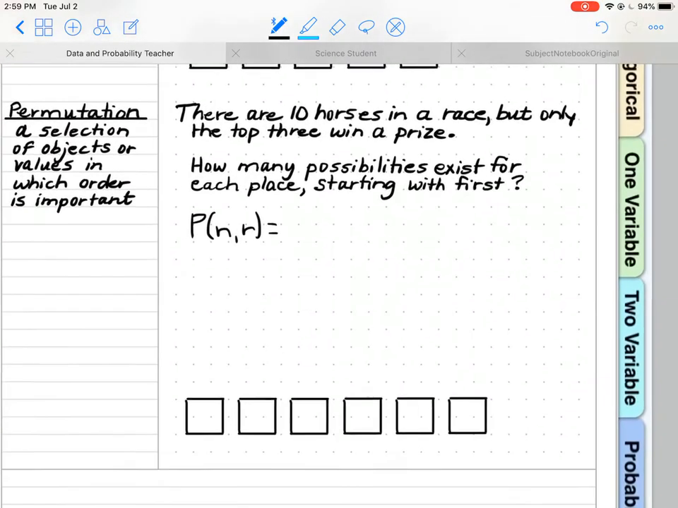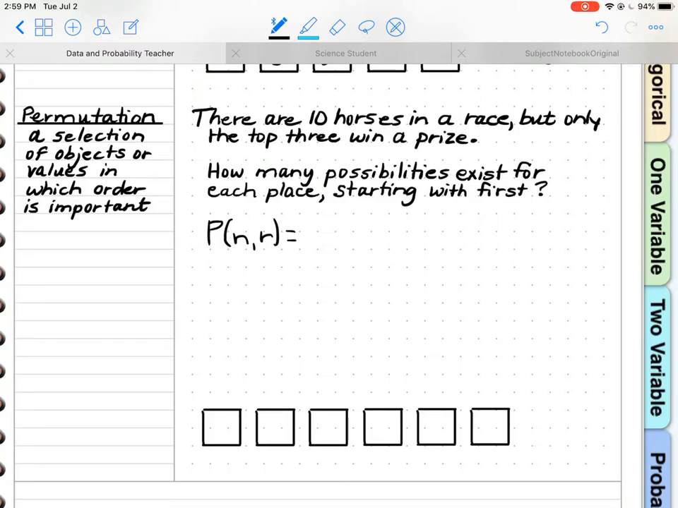Okay, here's the problem. There are 10 horses in a race, but only the top 3 win a prize. How many possibilities exist for each place, starting with the first? Okay, I'm going to show you longhand and then I'll show you this formula. In fact, I'm going to move this down because I need the space. I'm sorry about that. So here's what this is saying to me.